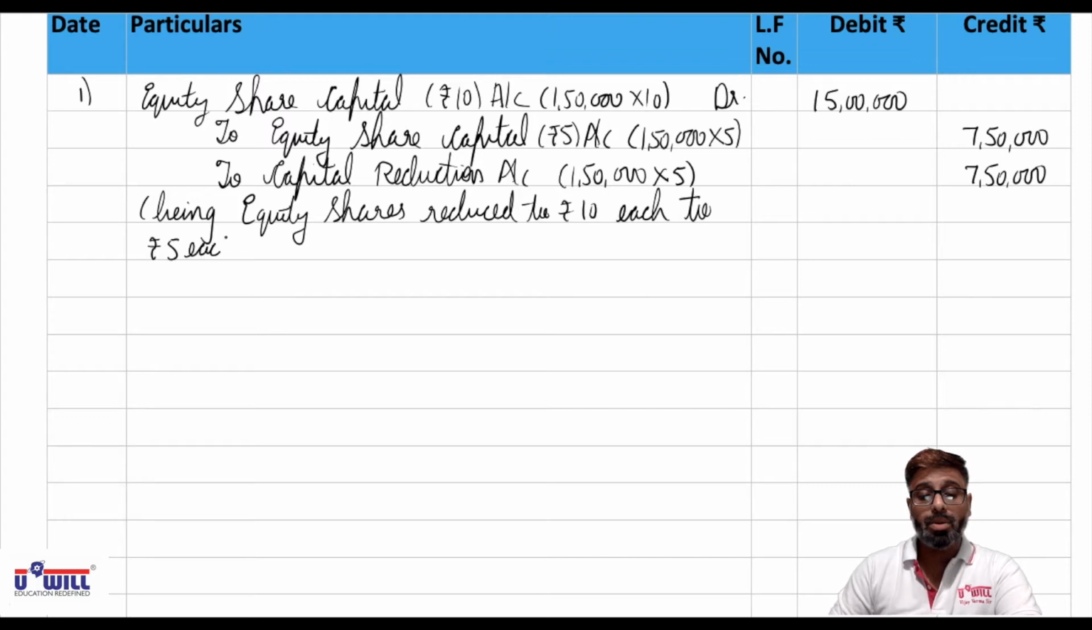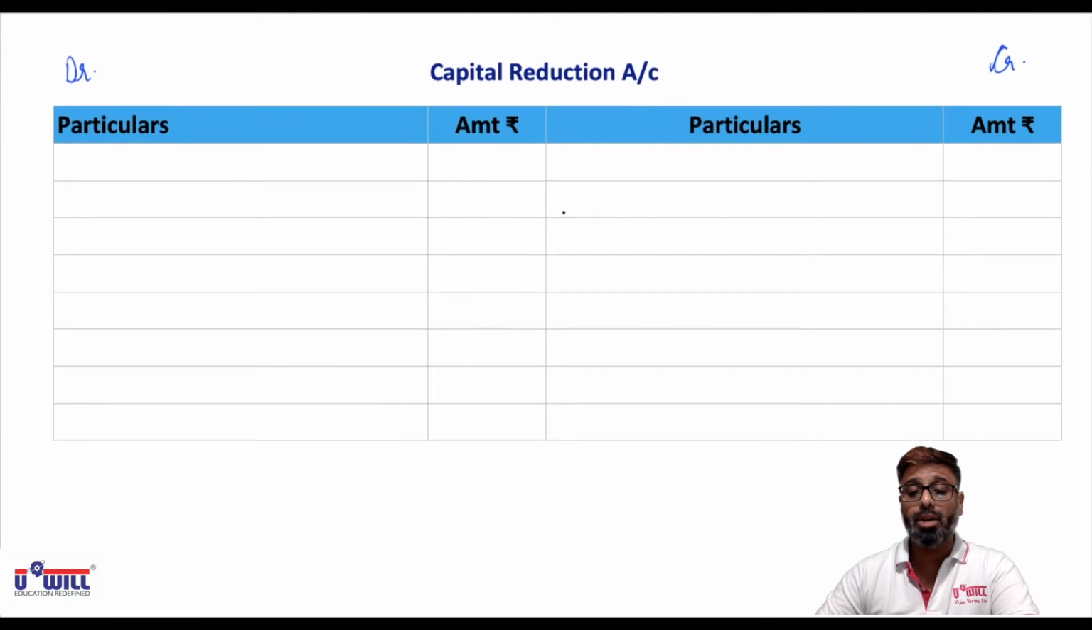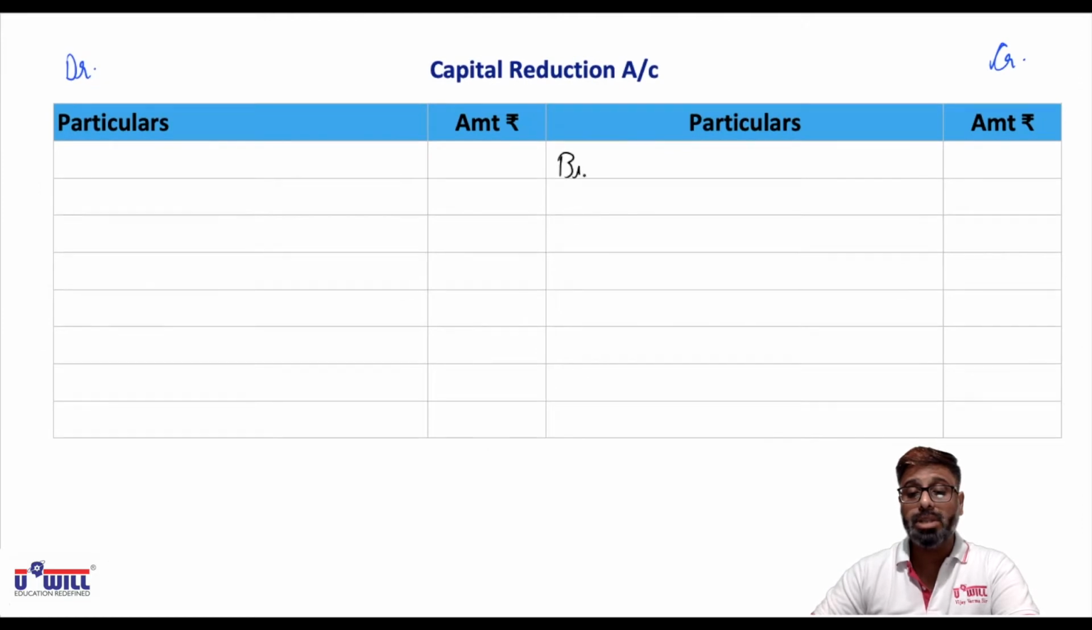Now to capital reduction account, in the capital reduction account we will write on the credit side, opposite account, by equity share capital account, with the amount of capital reduction, that is 7,50,000.